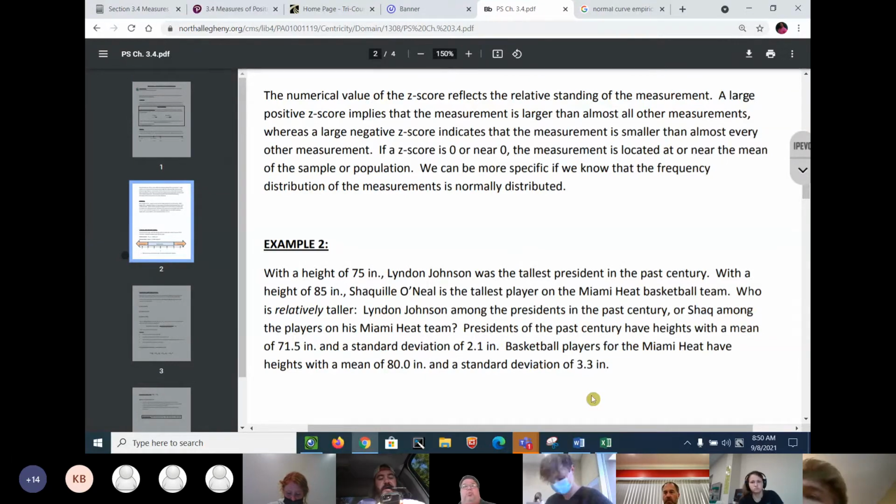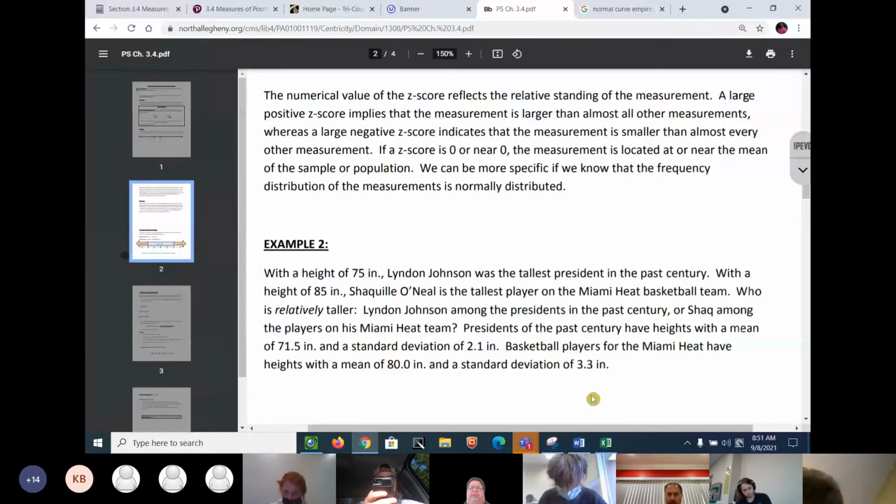Why am I using such an old question? Because this tells you why you use z-scores. The x bar for basketball players is 80 inches, and the standard deviation for basketball players is 3.3. Who is relatively taller? Well, before you answer that, you really can't, because the key word is relatively.